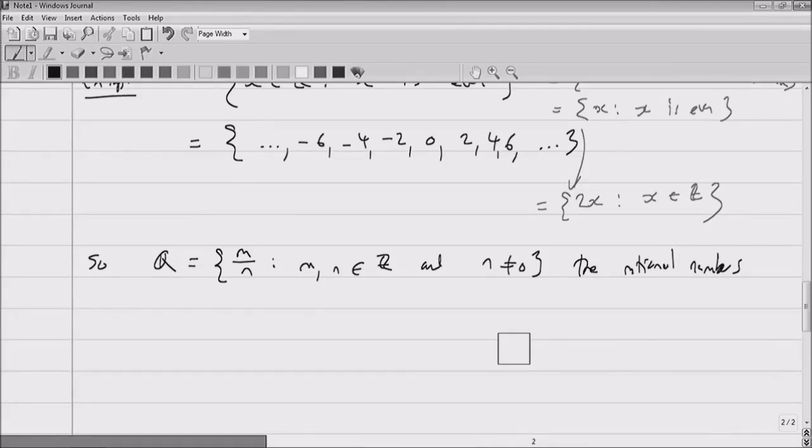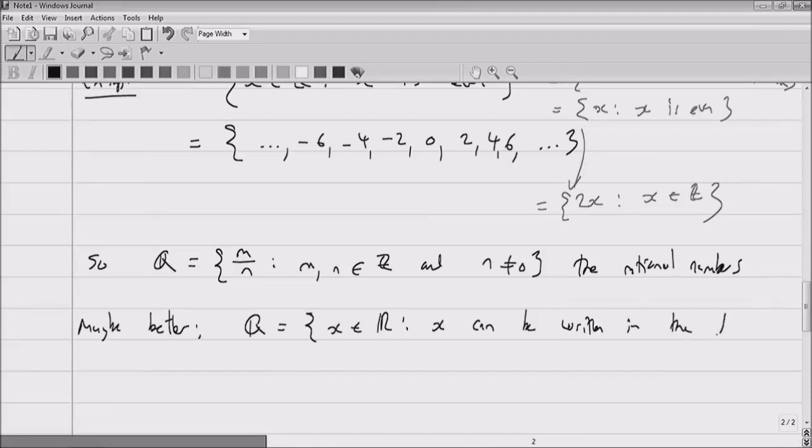So let me write it down. So maybe better. Q is equal to the set of all x in R such that x can be written in the form m over n, where m and n are in Z, or I should say for some m, n in Z with n not equal to 0.